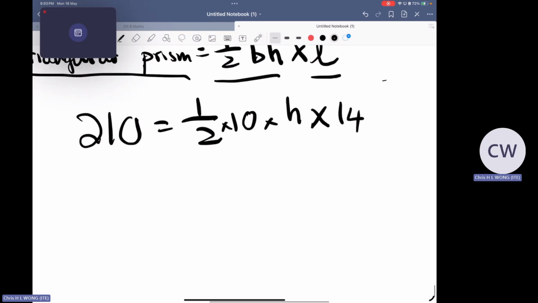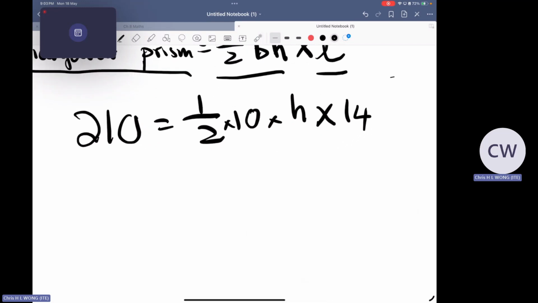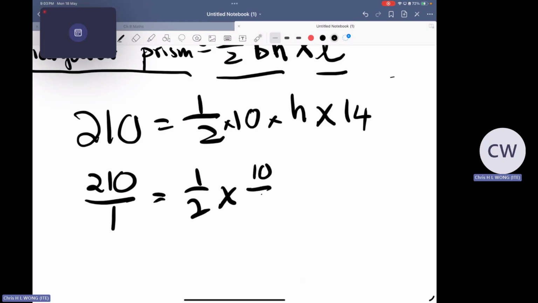Let us do. 210 means what? 210 divided by 1, right? Over 1, isn't it? 210 over 1 equals to half. 10 means what? 10 over 1, right? 10 over 1 is a base. 10 over 1. H means what? Over 1. 14 means what? 14 over 1. It means over 1, yeah.